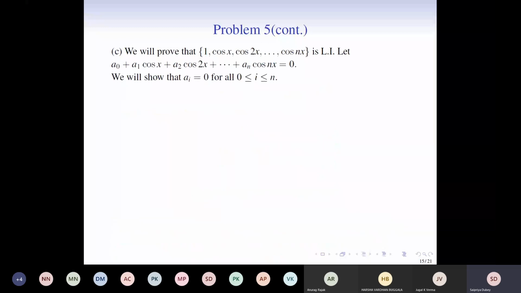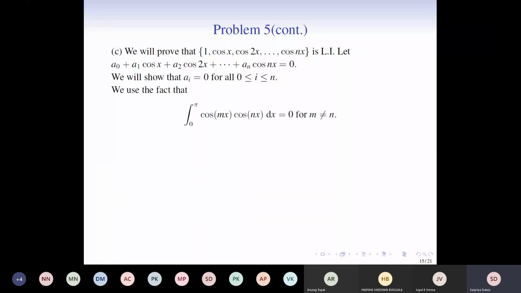Next, we need to show that 1, cos x, cos 2x, up to cos nx is linearly independent. Again, the same thing we do: we let a linear combination be equal to 0, and we need to show that the ai's are equal to 0 for all i from 0 to n. What do we do for this?